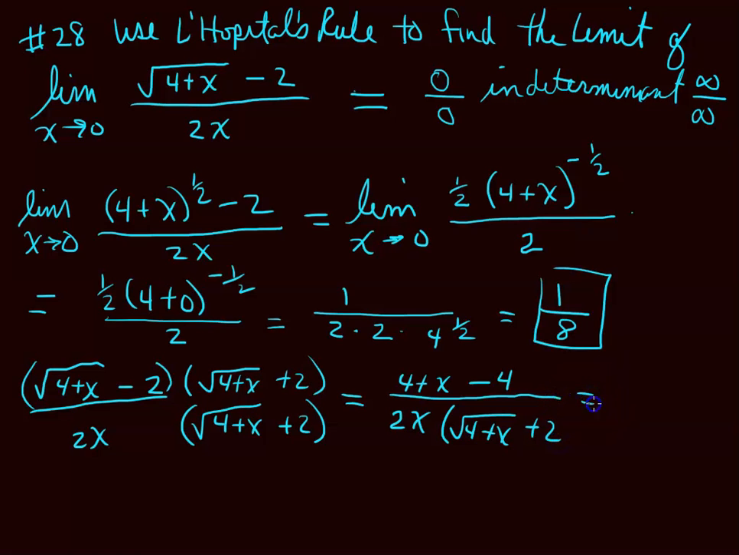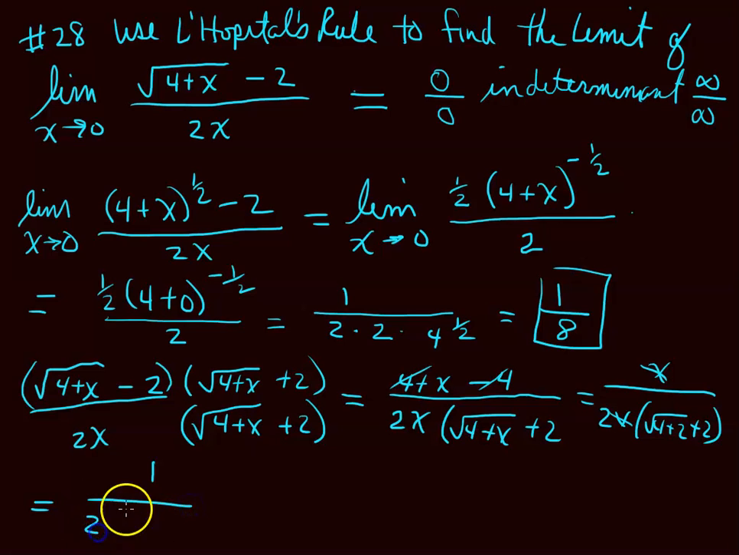Now, when you do that, the 4's up here cancel, and you get x over the 2x, and the square root of 4 plus 2 plus 2. And then you can cancel the x's, and you get 1 over 2 times the square root of 4 plus x. This is supposed to be an x here, isn't it? Plus 2.